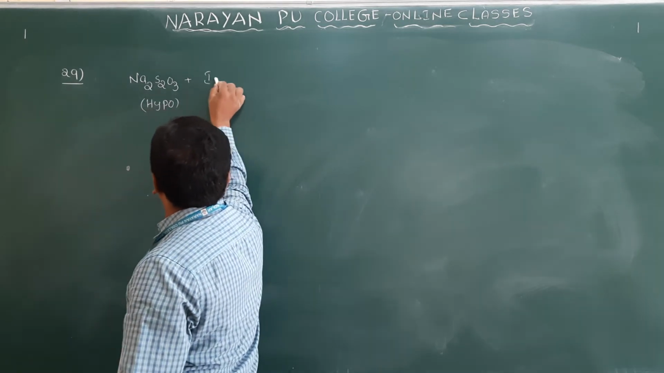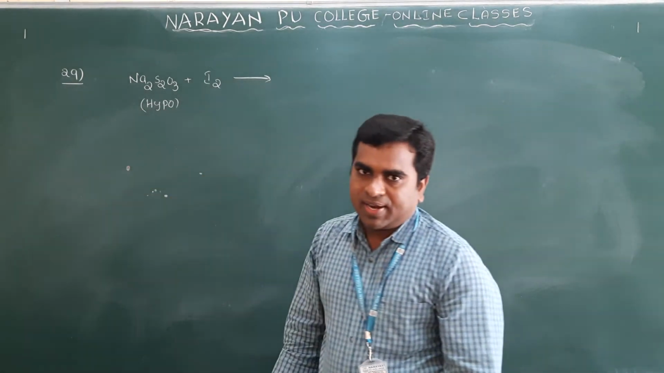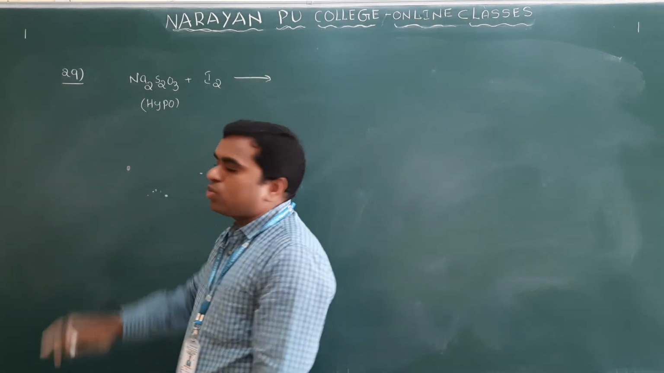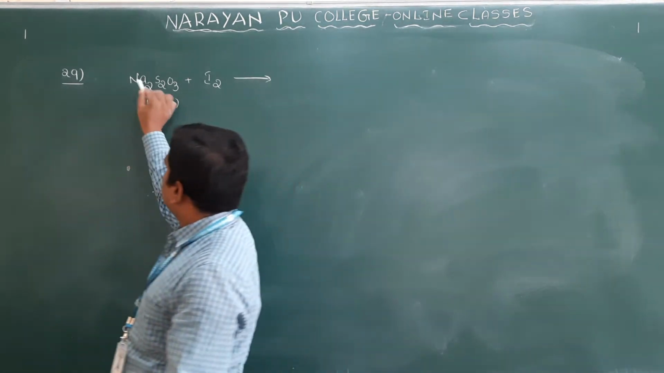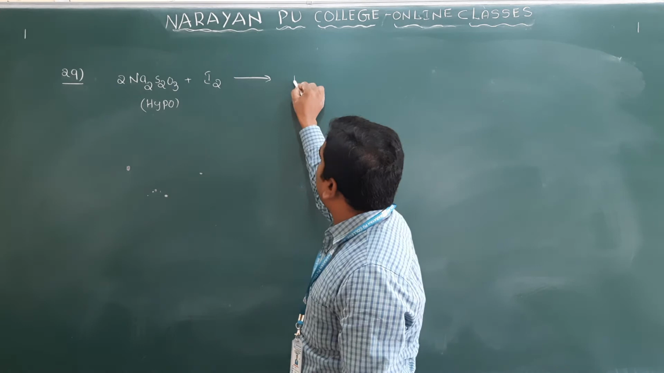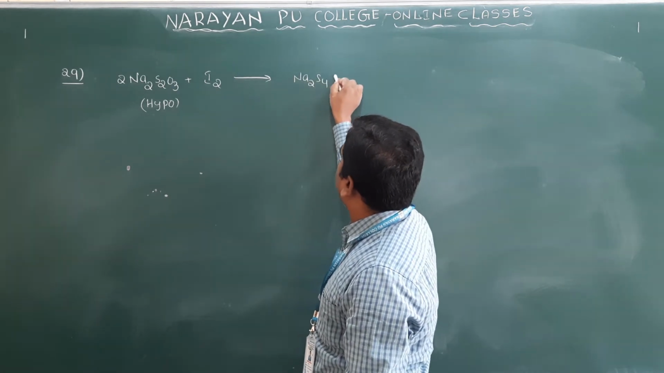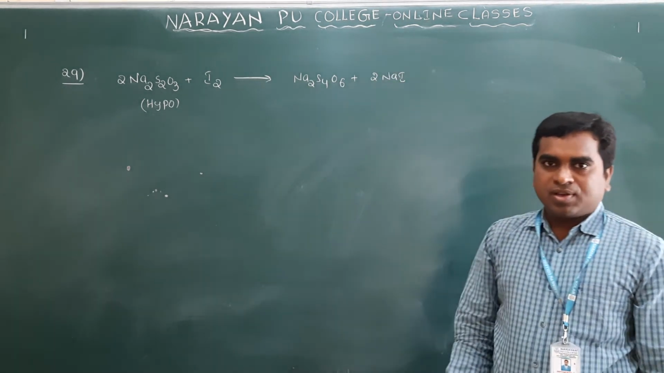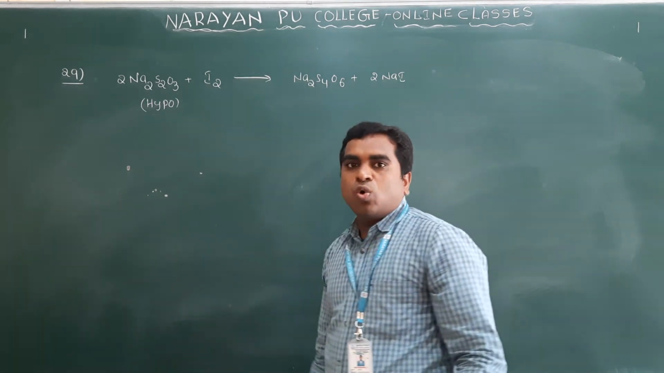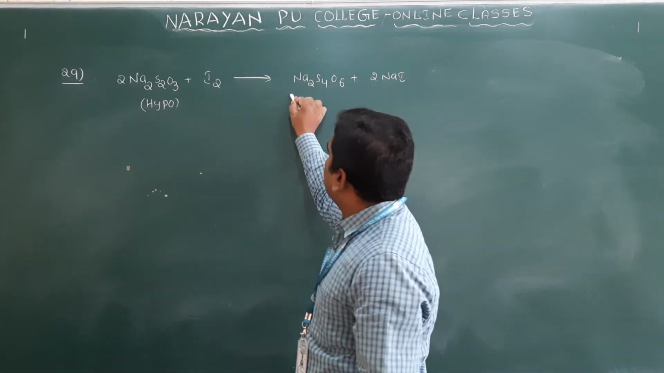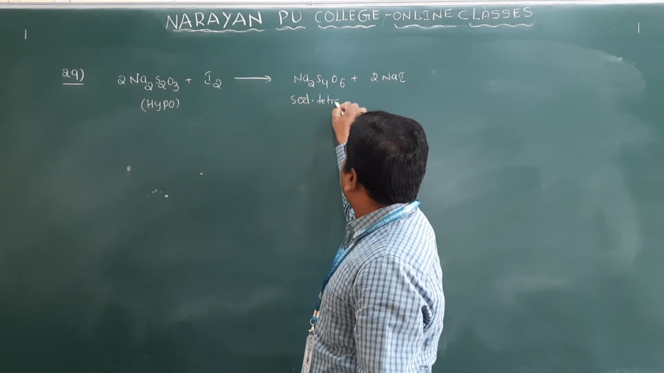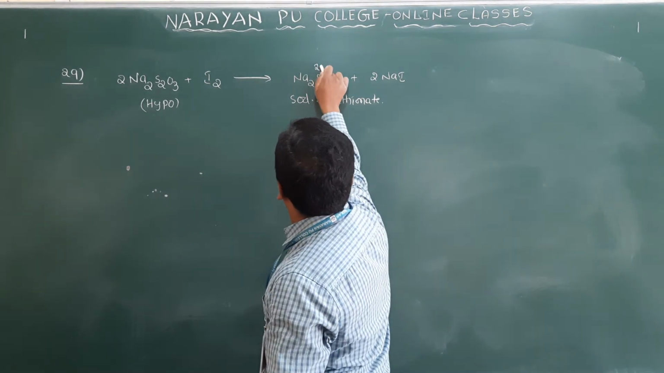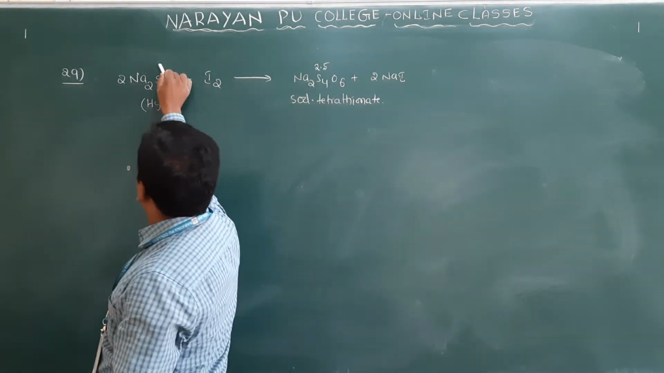So whenever it reacts with iodine, what compound will you get? You will get I2, an iodine molecule, and 2 sodium iodide molecules will be formed. So take 2 moles here. Then what do we get? Na2S4O6 plus 2 moles of NaI. This is sodium tetrathionate. If you calculate the oxidation state of sulfur here, you will get 2.5.